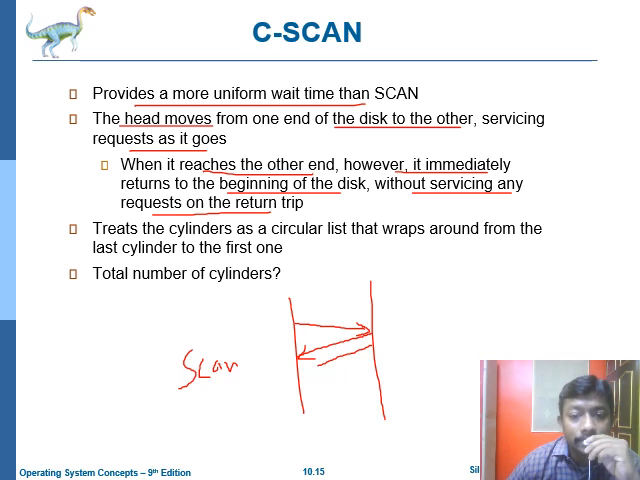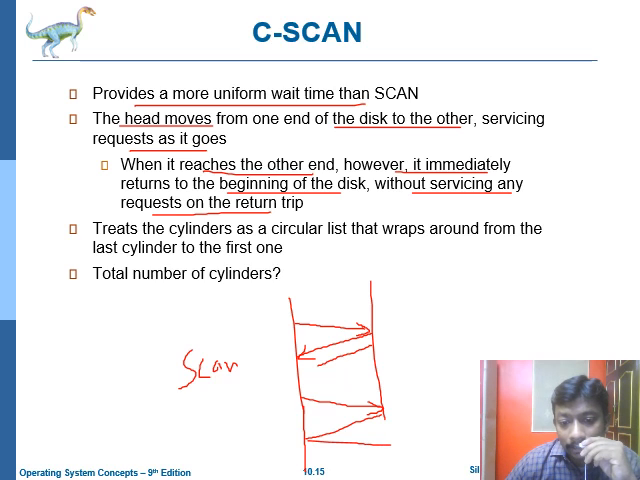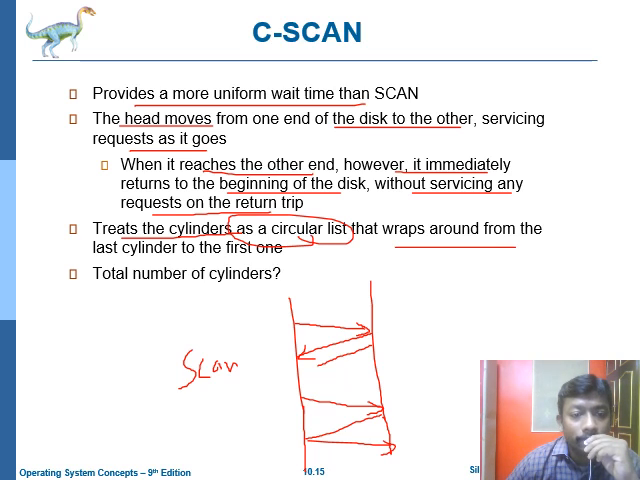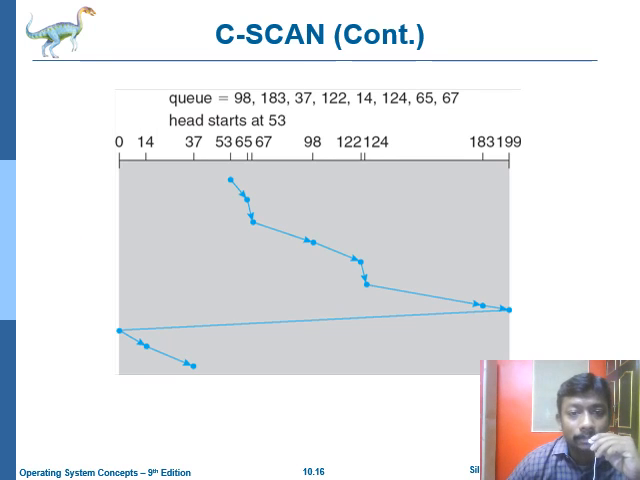But in case of C-SCAN, it will first service in the forward direction, and then go back without any servicing, and from there it starts servicing the input output requests. So this is C-SCAN. It treats the cylinders as a circular list that wraps around from the last cylinder to the first one. Let us have the same example.